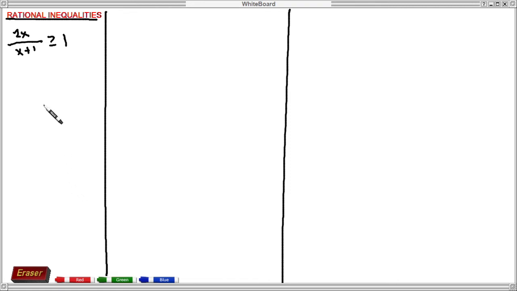Okay? So, sabi dito, i-treat natin itong 2x over x plus 1 greater than or equal to 1 as a single rational expression. So, kailangan makagawa tayo ng single rational expression. Okay? So, to do that, para ma-solve natin yan, solve natin siya step by step. First thing is, let us write 2x all over by x plus 1. And then, yung positive 1, i-transfer natin doon sa kabilang side of the equation, sa left side. So, magiging negative 1 siya, greater than or equal to 0.